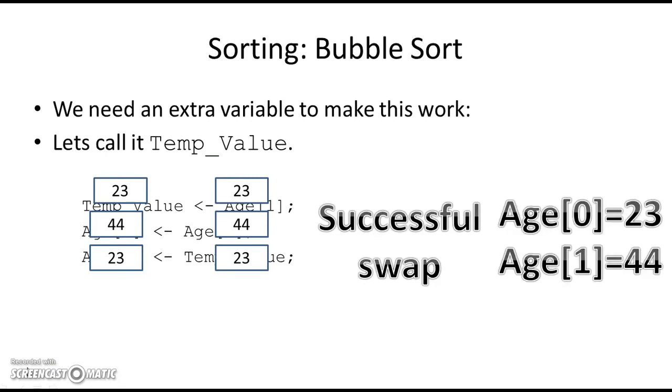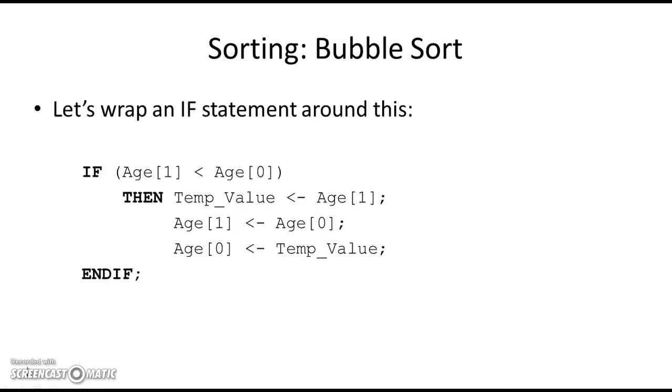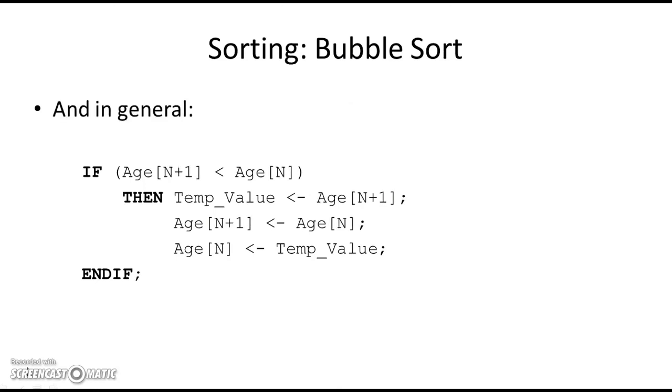So then we have a successful swap where the first element is now 23 and the second is now 44. If we want to see the if statement that goes around this for bubble sort, for the first two elements, it's if the second element is less than the first element, then we do the swap. So if the second is less than the first, do the swap. And there's no else needed, because we do nothing if they're in the correct order already.